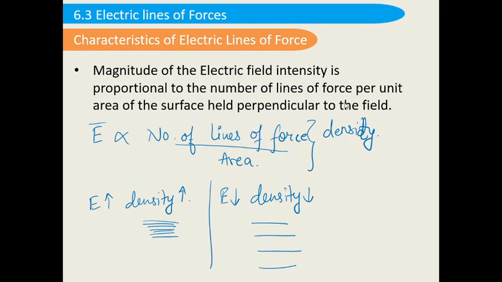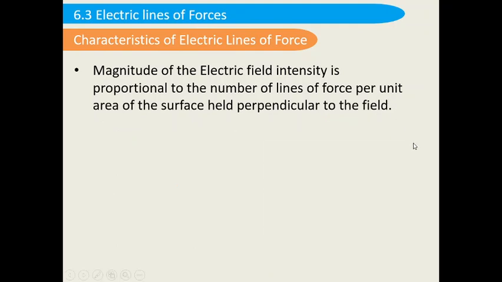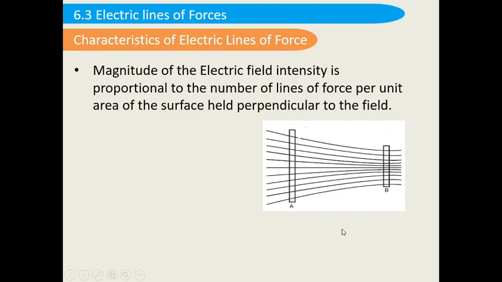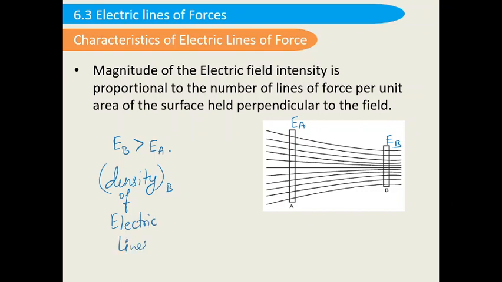So there is an example, there is a diagram in the book. So let us see what the diagram is. So this is the diagram. The electric field here is EA. Electric field here, suppose, is EB. So obviously EB is greater than EA. Why? Because the density of electric lines of forces at position B is greater compared to the density at position A.